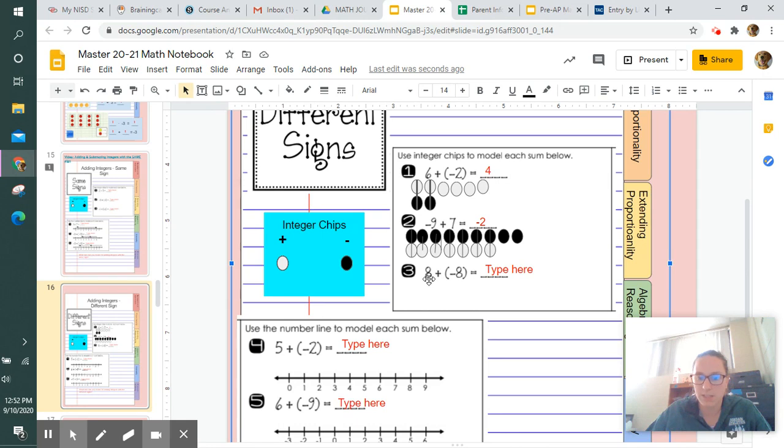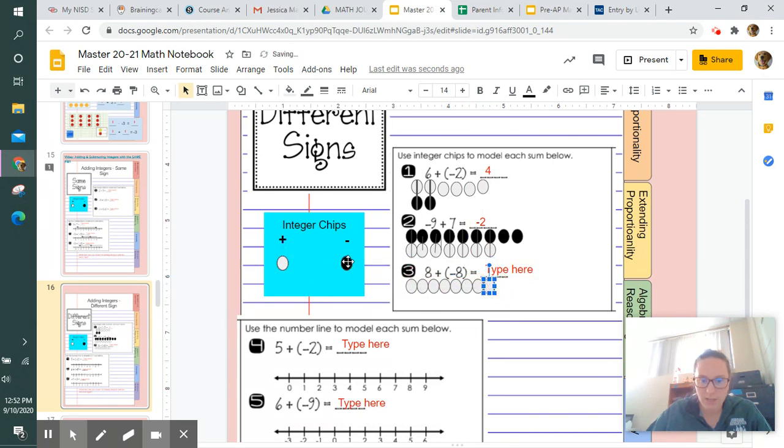Then we're going to do our last question here. So our last question says +8 plus -8. So we're going to do 8 positive chips.